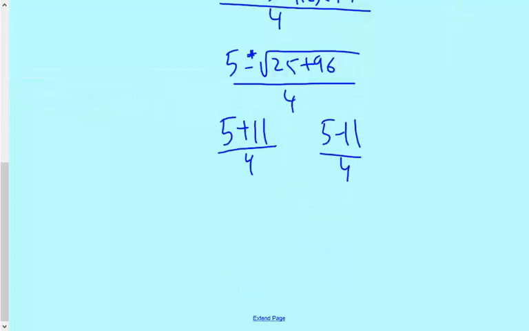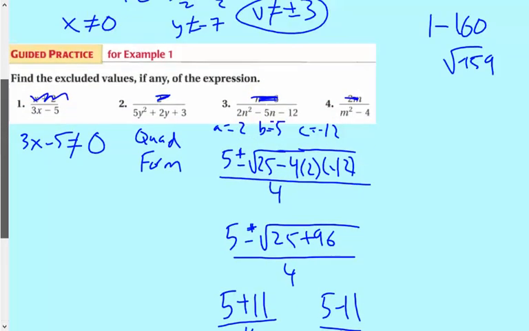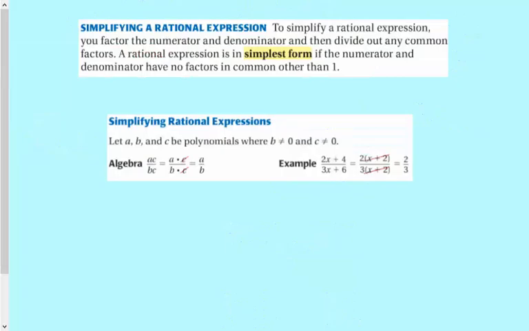Just going back to solving a quadratic. 16 divided by 4 is 4. And 5 minus 11 is negative 6, divided by 4 is negative 3 halves. Those would be your excluded values right there, using our quadratic formula. And finally, m squared minus 4. This one you could again use solving with square roots like I did above. So we'll leave it at that.